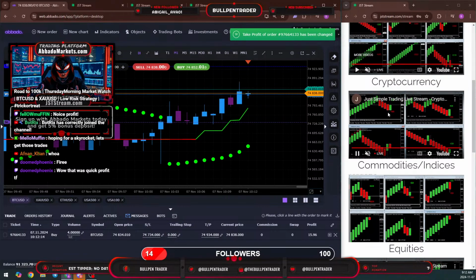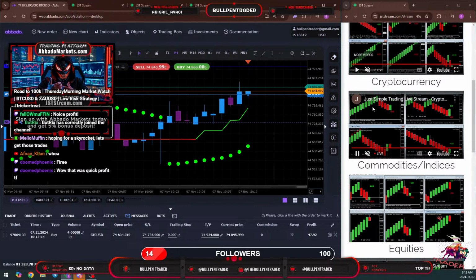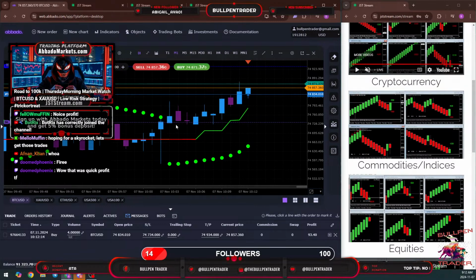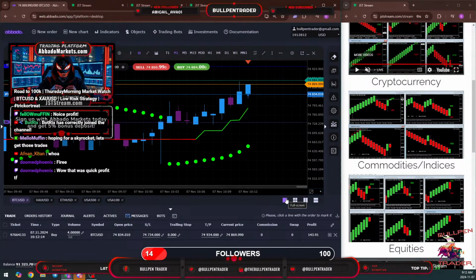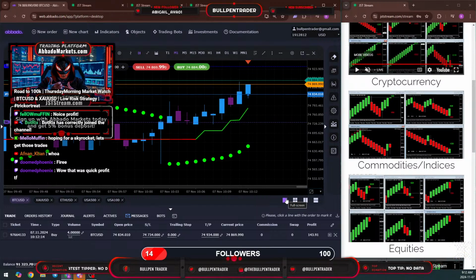The reason why I entered again was because I saw these red candles form. That was the pullback that I was waiting for. The super trend and PSAR are still indicating an uptrend. And guys, we're already at $100 in profit, right? Entered at the bottom of that candle, waited for the pullback to happen. I was patient. $143. It literally is so easy.